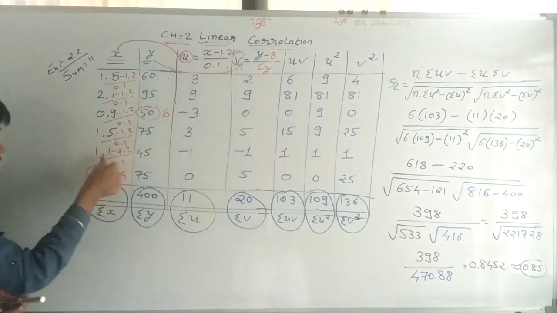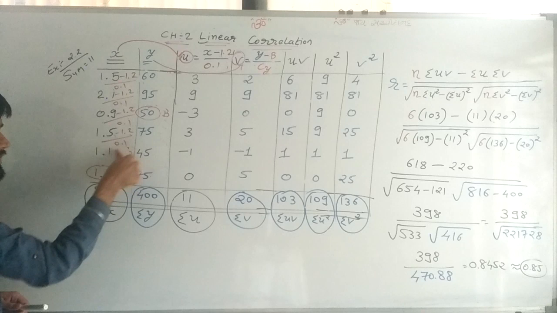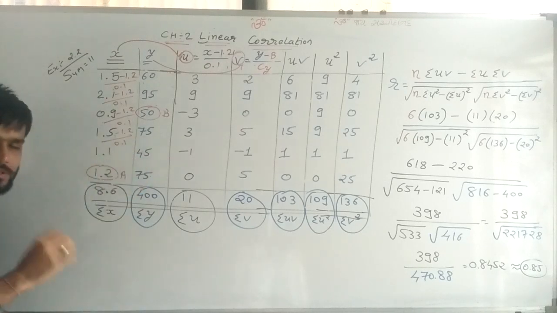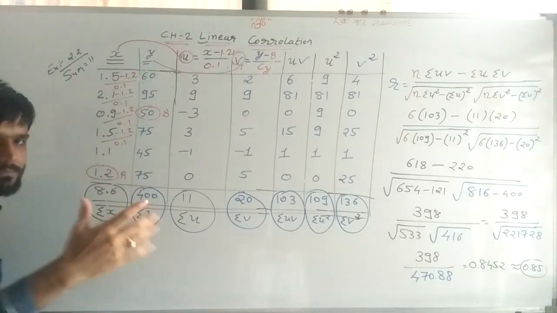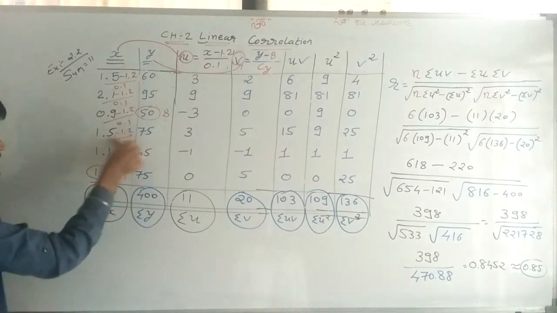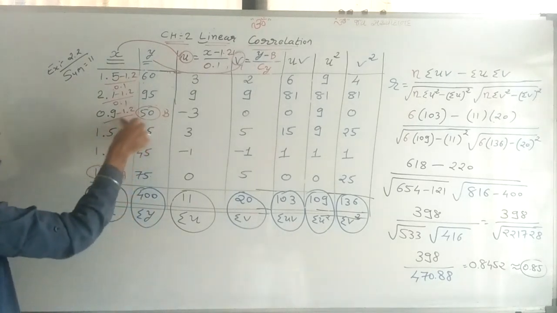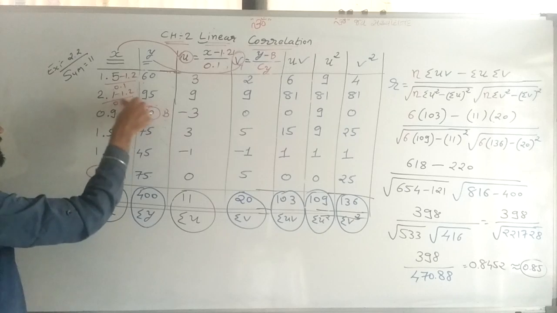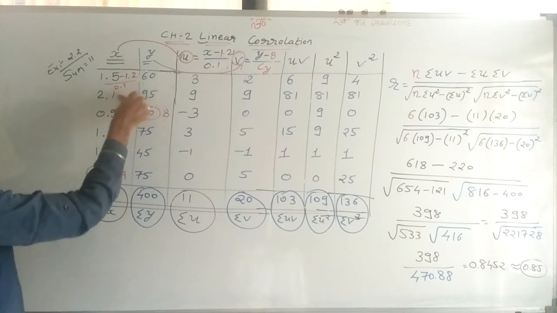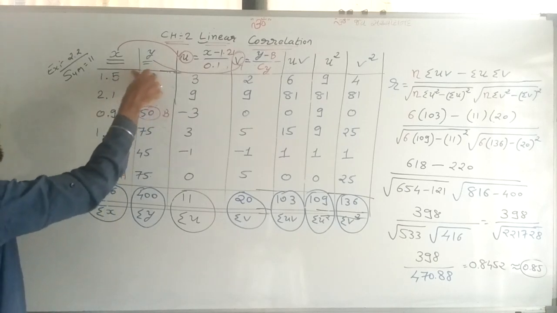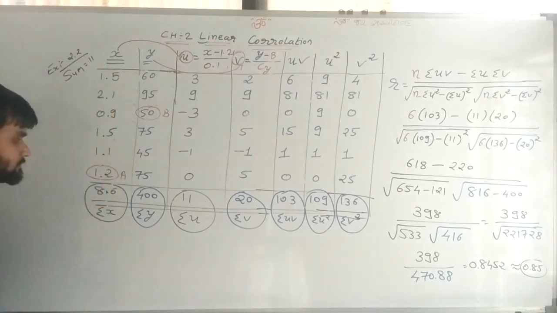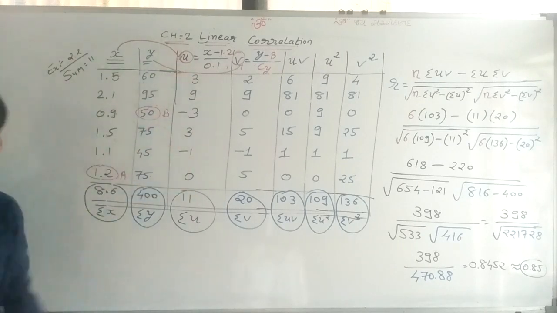Now this is only for explanation. This is written only for explanation. In the exam you don't need to write it. So I am making it the original values. So for all the values we have found u.